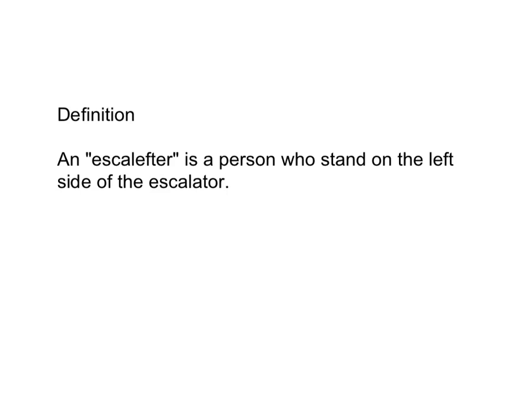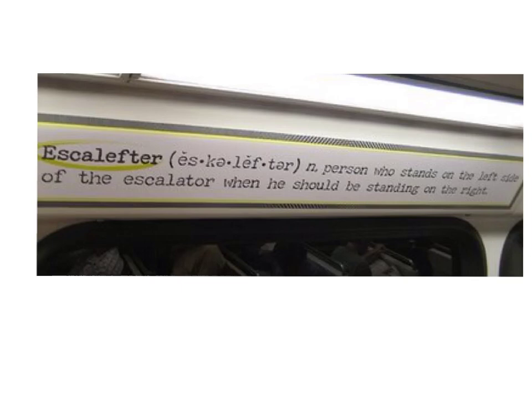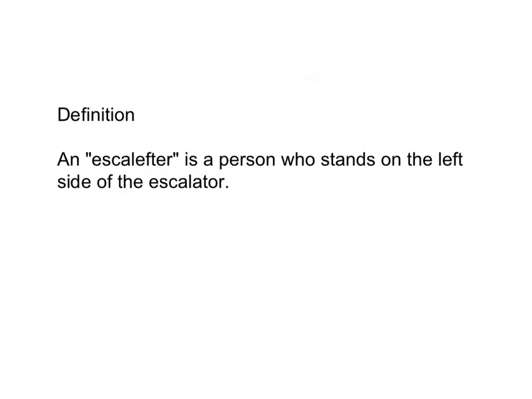This time you might have said an escalefter is a person who stands on the left side of the escalator. But you'd still be a little bit wrong. There's a problem here with this. So let's look at the definition one more time. Person who stands on the left side of the escalator. Okay, got it. So now we should have an escalefter is a person who stands on the left side of the escalator. A person who stands. Okay.